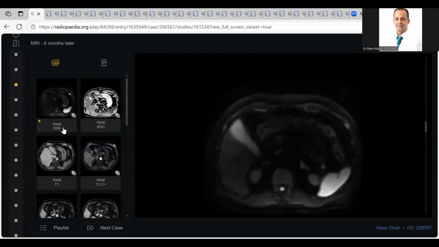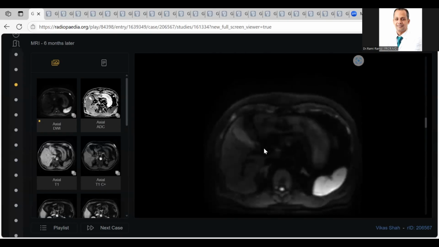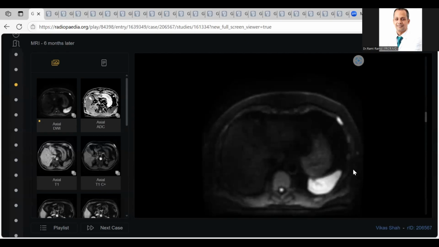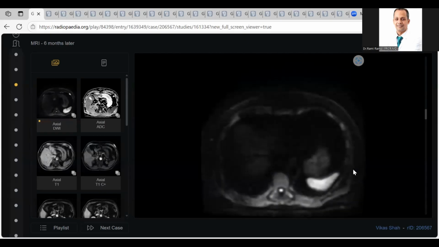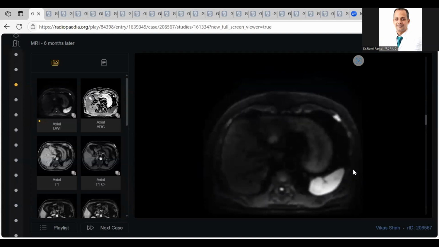What is this? Sir, there is a thickening of the bowel. What is the name of the sequence? So this is T2 fat sat. No, sorry, axial DWI. Yes, excellent, very important. So I can see restriction in the pancreatic lesion. Excellent.